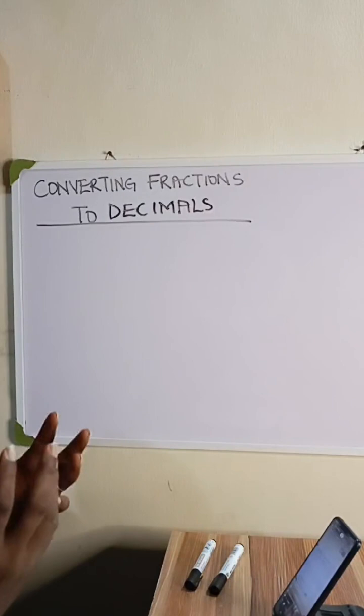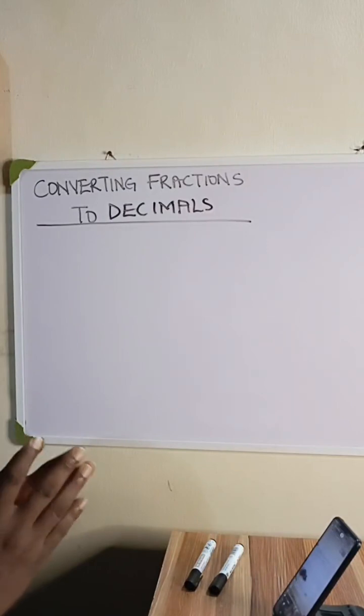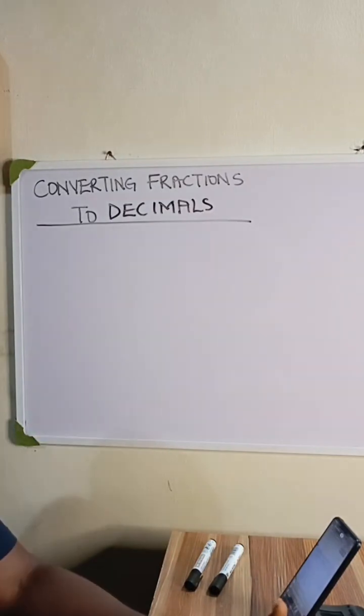In our previous class, we've seen what fractions are. We've also seen the different types of fractions. We've looked at how to add fractions, subtract fractions, multiply fractions, and divide fractions. In today's class, we'll be looking at how to convert fractions to decimals and how to convert decimals to fractions. Also, we'll look at how to convert fractions to percentage and how to convert percentage to fractions.